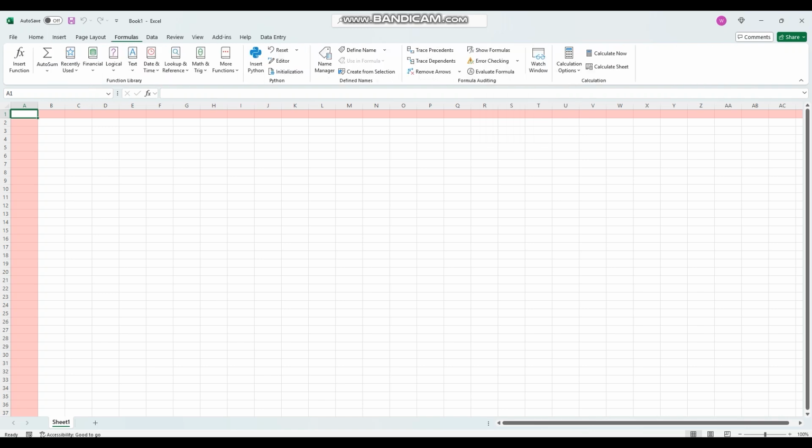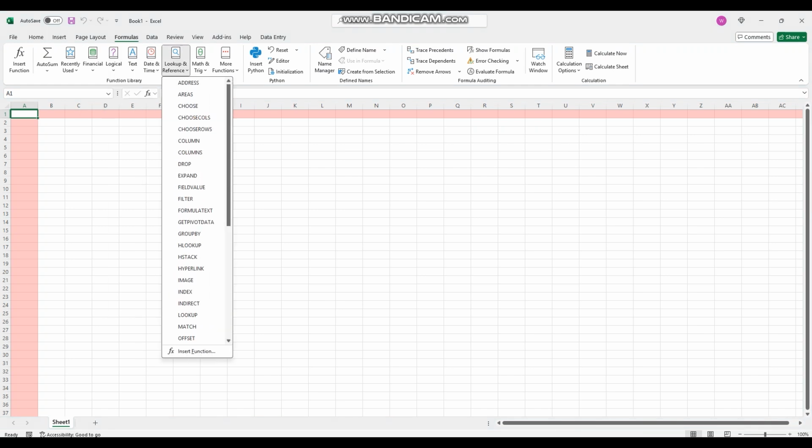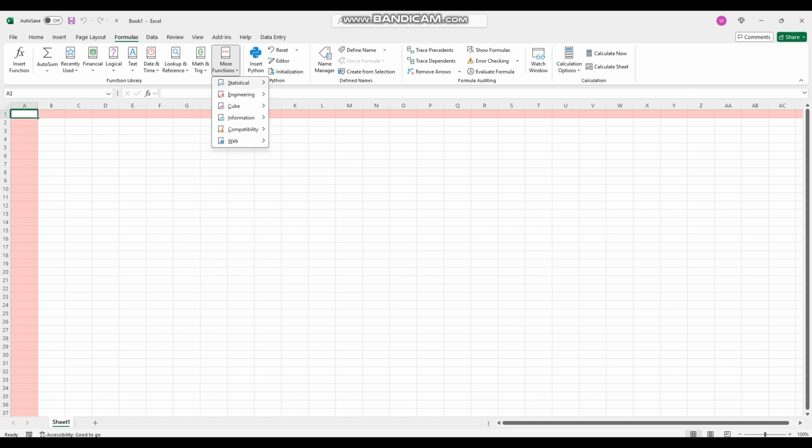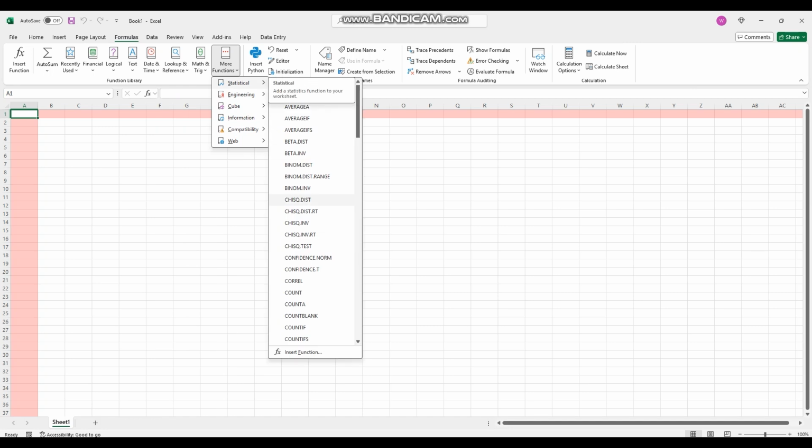From the Formulas tab, we are using financial, logical, date and time, lookup functions. We don't have to know all of them, but there are specific things we have to know, like math functions and statistical functions. We use statistical functions a lot.